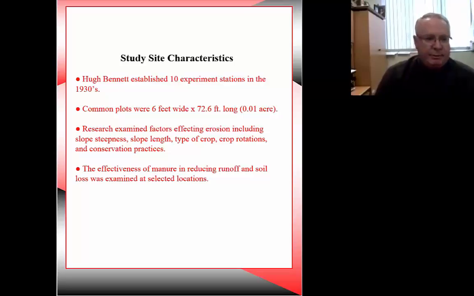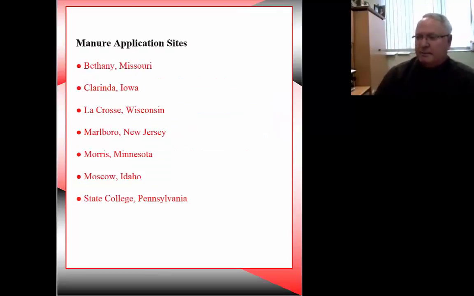Some of the research which they examined there included factors that affected erosion, including slope steepness, slope length, type of crop rotations, and conservation practices. And one of the variables that was examined on some of these sites was the effectiveness of manure in reducing runoff and soil loss at that particular location. The sites where manure was applied included research locations in Missouri, Iowa, Wisconsin, New Jersey, Minnesota, Idaho, and Pennsylvania.